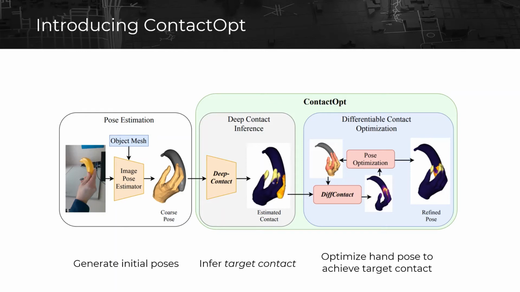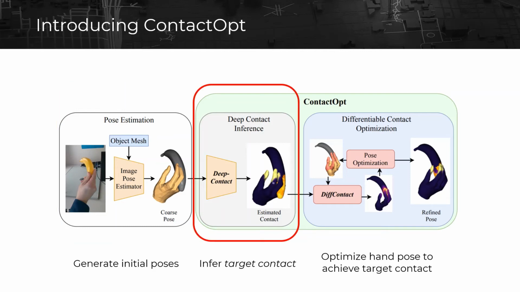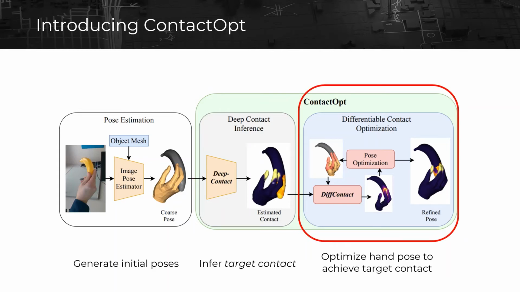Our approach has 3 steps. First, we use an off-the-shelf image-based pose estimator to generate an initial, inaccurate pose. Next, we use a neural network to infer regions of target contact. Finally, we use an optimization to adjust the pose of the hand to enforce this target contact.